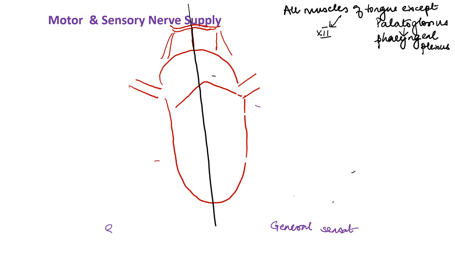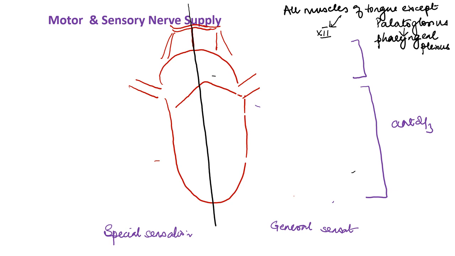And on this side, we will talk about the special sensations. That is for taste. The anterior two-third of the tongue. And this is the posterior one-third. And this is the posterior most part of the tongue. Right? So this would be the posterior most region, or the posterior inferior part of the tongue.